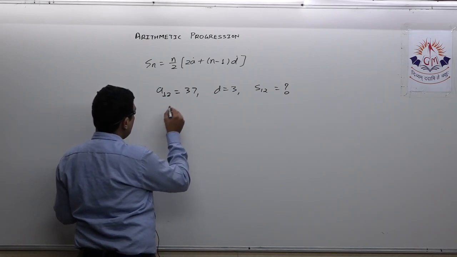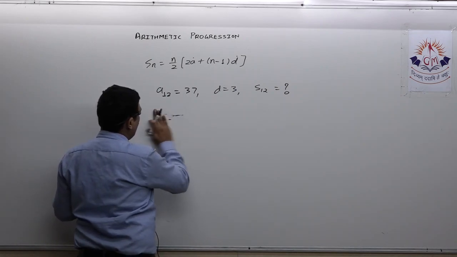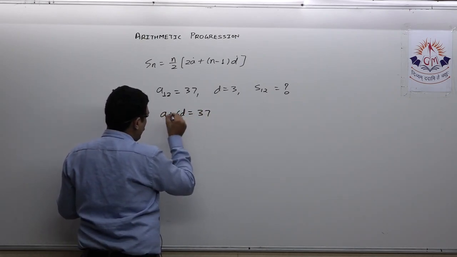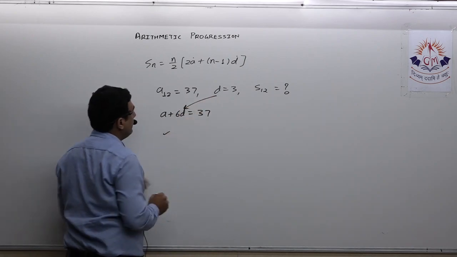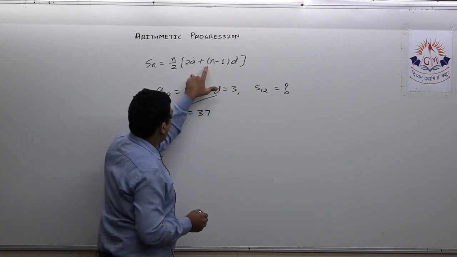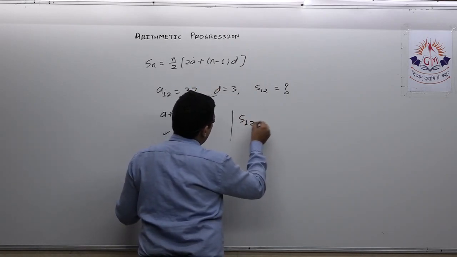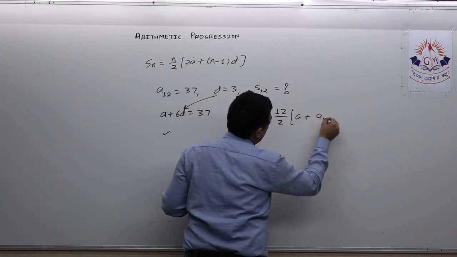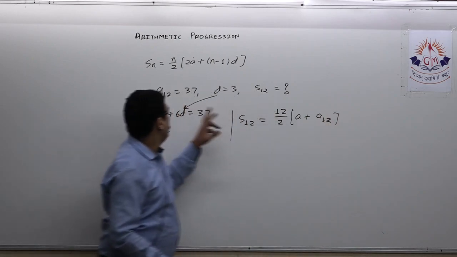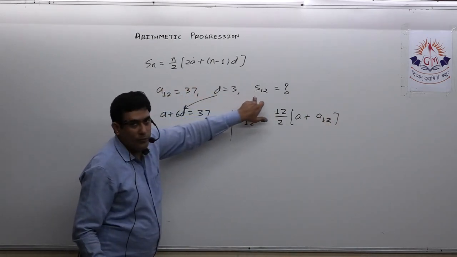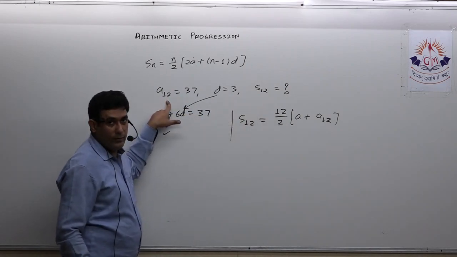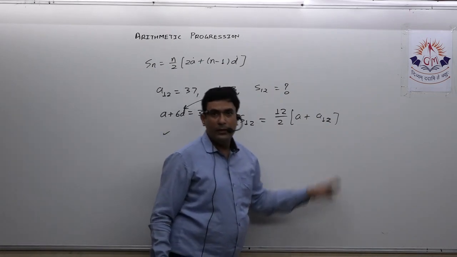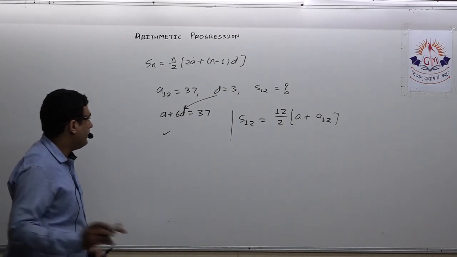So I need to find a. It is given A12, so A12 is a plus 11d equals 37. If I put the value of d over here, I will get a, isn't it? And that is sufficient, because I need S12. I can write 12 by 2 (a plus A12), the last term. They are asking the sum of 12 terms, and the 12th term is also given. That means the 12th term is considered to be the last term. So using this formula, I will be able to get the value of S12.